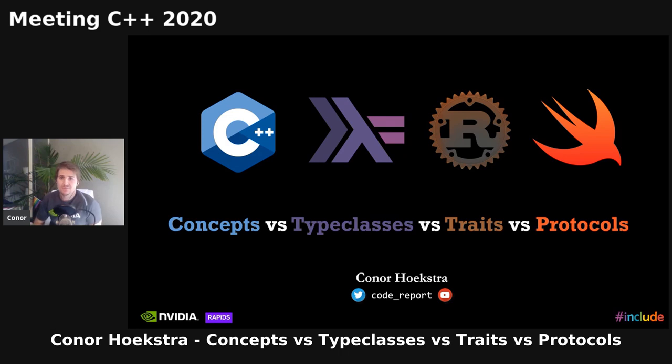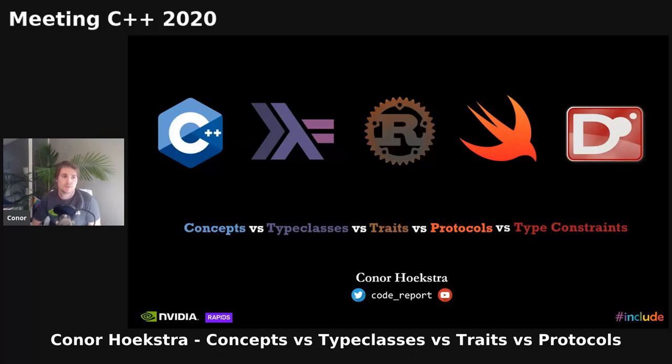As Jens mentioned, my name is Conor Hoekstra, and in today's talk, we're going to be taking a look at C++ concepts and comparing them to adjacent language features in other programming languages. So we're going to be taking a look at Haskell type classes, Rust traits, Swift protocols. And as a bonus, I also included, but this was post my submission for this talk, D type constraints. So let's hop into it.